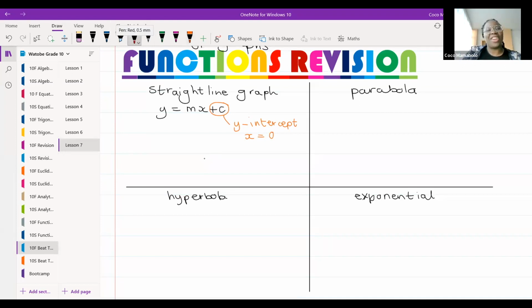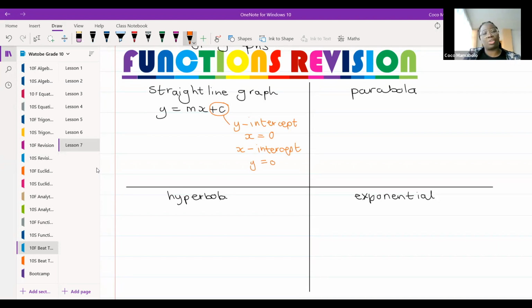And we know that if we ever want to draw a straight line graph, we only need 2 points, right? We just need a y-intercept and an x-intercept. What happens at the x-intercept, guys? Y is equal to 0.